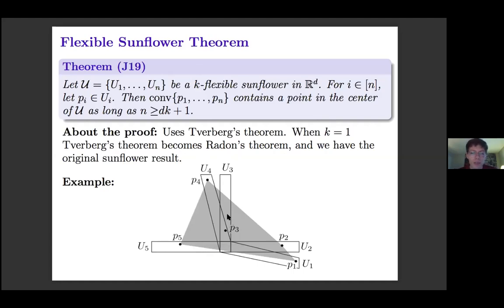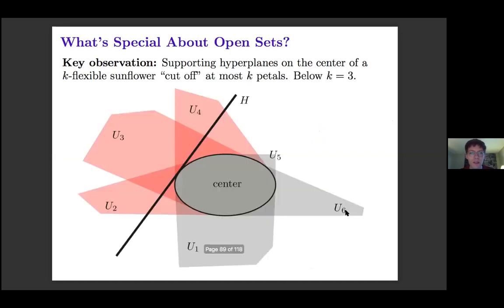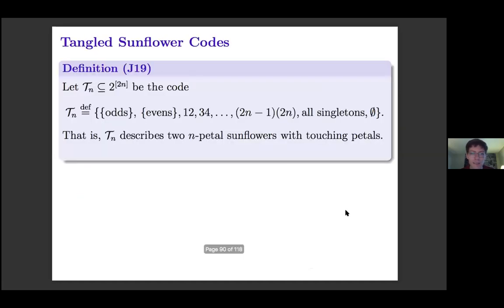Here's an example of 5 petals, 2-flexible in R^2. So this n is at least d times k plus 1. If I sample my points and take the convex hull, I see that I do touch the center. Cool. So I'm going to skip this slide and end very briefly with some nice pictures.